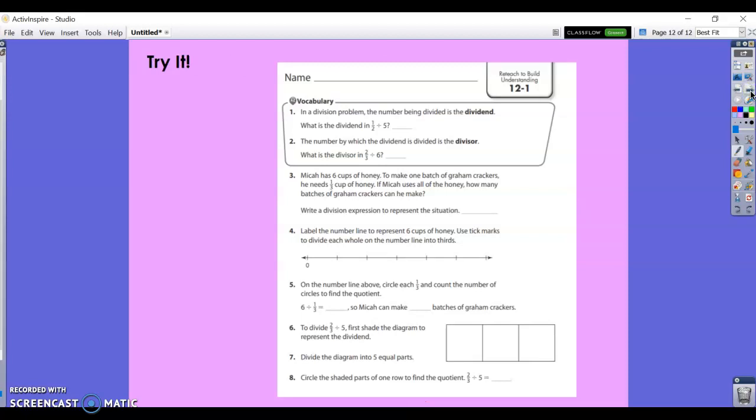All right, boys and girls, I hope that this was helpful for you in order to divide a fraction by a whole number or divide a whole number by a fraction.